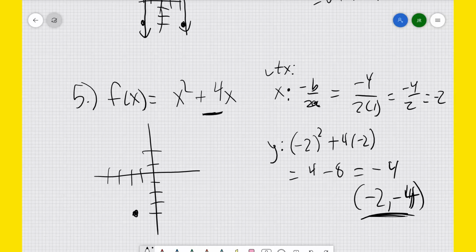About right there. I go over 1 up 1. I go over 2 up 4 on both sides. Since the a is just 1, I don't have to multiply it by anything. And there's my parabola.